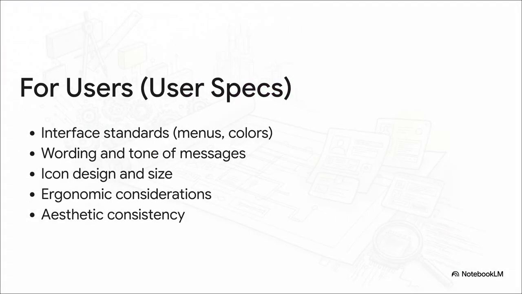And now, for the other side of the coin, the specs for the user experience. This part of the design has nothing to do with algorithms. It is all about the human. It defines the standards for the user interface, the colors, the fonts, the size of the icons. It specifies the exact wording and tone of error messages. It even covers ergonomics, asking questions like, what's the most efficient order for fields on this form? What keyboard shortcuts do our power users need? This isn't just about making things look pretty. It's a whole discipline called UX design, and it's all about making the final product work for people.